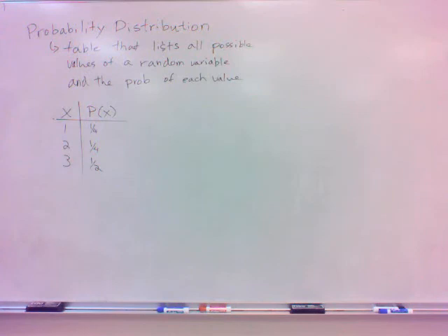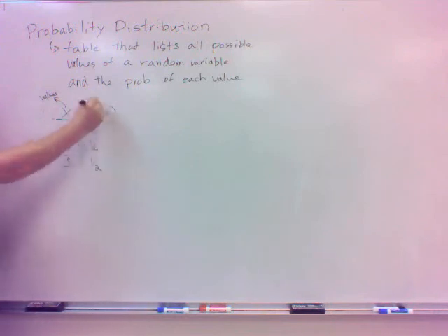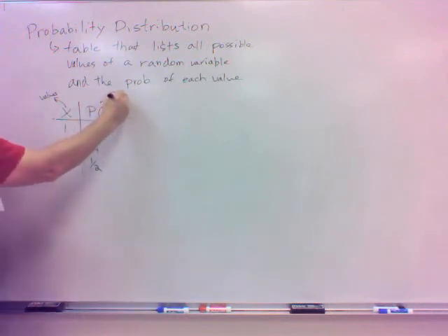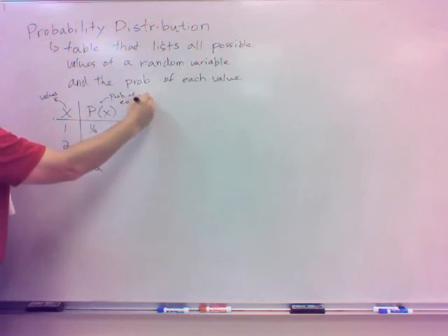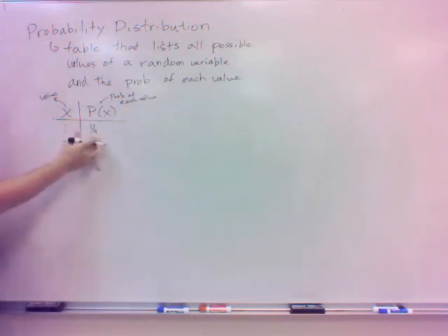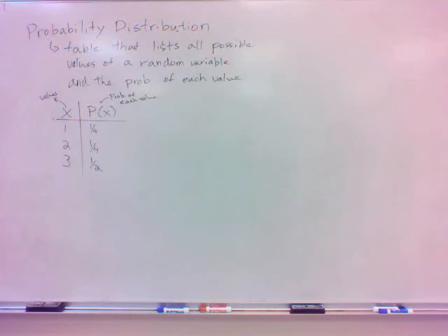All right. So, like I said, this is going to be the values that can possibly happen, and then this is going to be the probabilities of each value. 1 has a probability of 1/4, 2 has a probability of 1/4, and 3 happens in that case to have a probability of 1/2. All right, so let's do a couple of these, see what they look like.